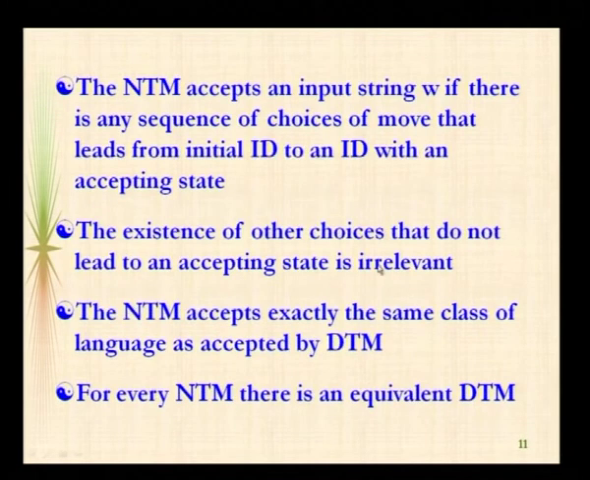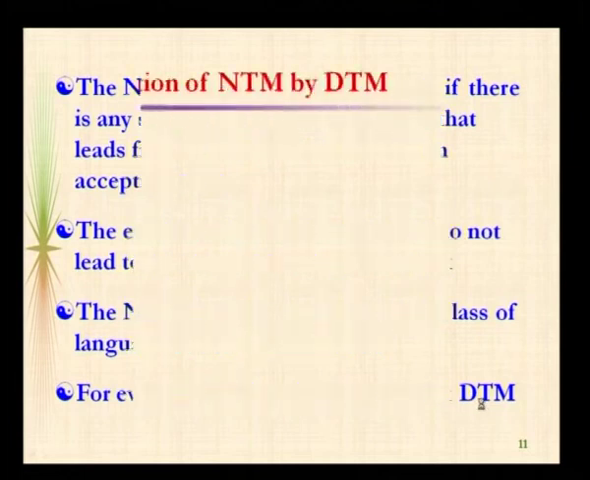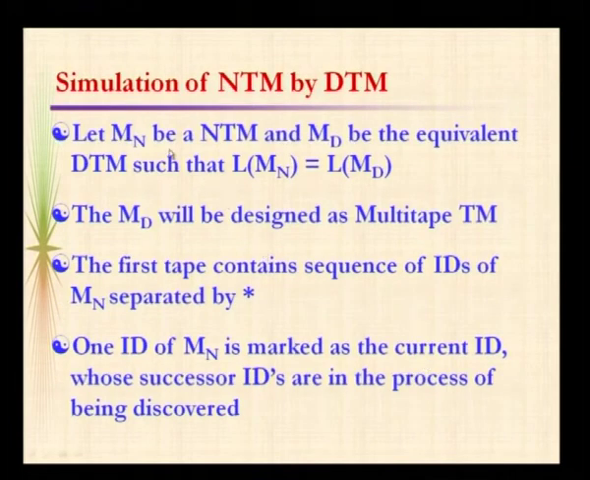Now the question is what happens to the language recognition power of the Turing machine. Still the language recognition power is going to be the same, whether it is a non-deterministic Turing machine, a deterministic one, or one with multiple tapes and multiple tracks. The NTM accepts exactly the same class of languages as accepted by the deterministic Turing machine, and because of this equivalence, for every non-deterministic Turing machine there exists an equivalent deterministic Turing machine. So, how do we simulate that? We have the non-deterministic Turing machine Mn, and the equivalent deterministic one Md, but the condition is that the language recognition power should be the same. It means the language of the non-deterministic Turing machine is the same as the language of the deterministic Turing machine.